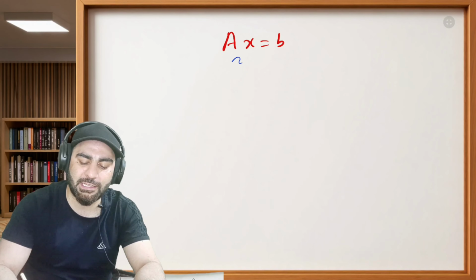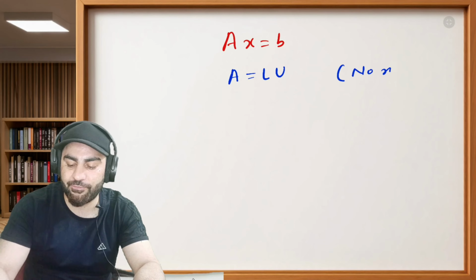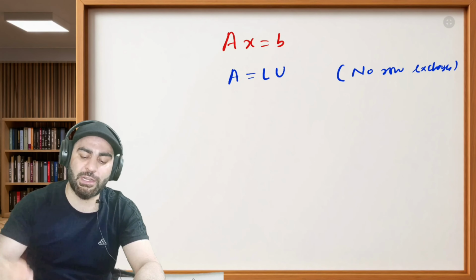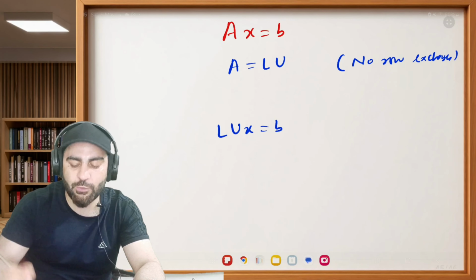So we can factorize it like this: A is equal to LU, assuming no row exchanges. When you have no row exchanges, what will happen as a consequence of this? You can say LU of X is equal to B. So this is what I have to solve.